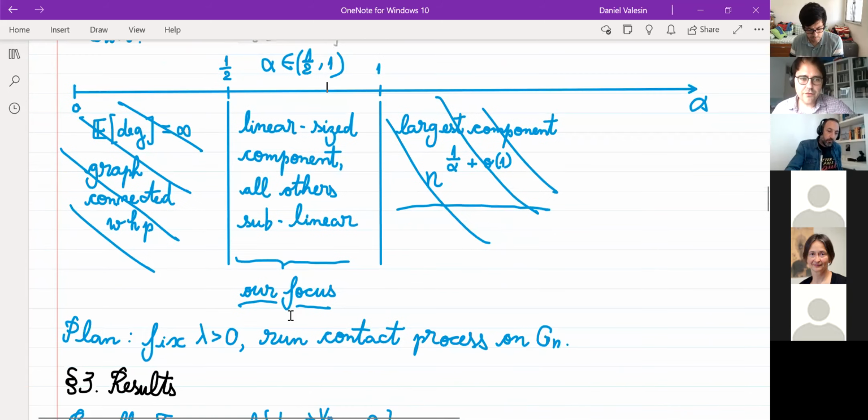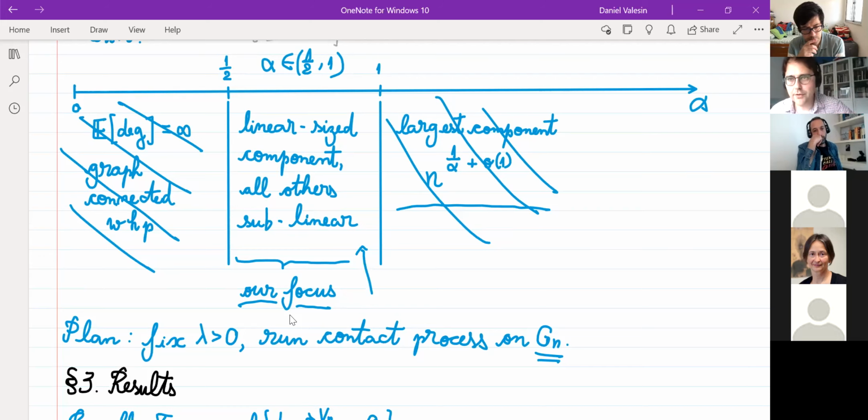And well, the plan is to fix the parameter lambda of the contact process, and then run the contact process on the graph Gn. Of course, we're in this intermediate regime, so Gn has one linear size component and then some smaller components. You can just think about the contact process on the linear size component, because the other ones are much smaller, and you can ignore that. So okay, this is the setup. Is there anything I can clarify about the setup, before I announce the results?